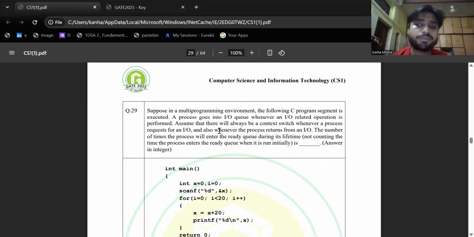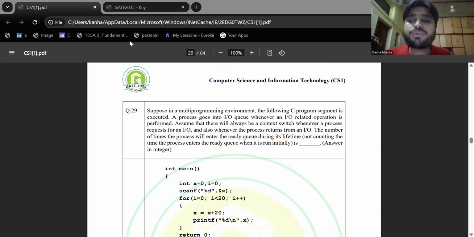Answer in integer. Now, this is where I have to write the integer value as an answer. It is not an MCQ question anymore. So let's understand the prerequisite of this particular problem and try to solve it. This is a classical operating system question where we need understanding of process states, which are ready, running, waiting, input, output, context switching, how input output affects scheduling, and how many times a process re-enters the ready queue due to input and output.